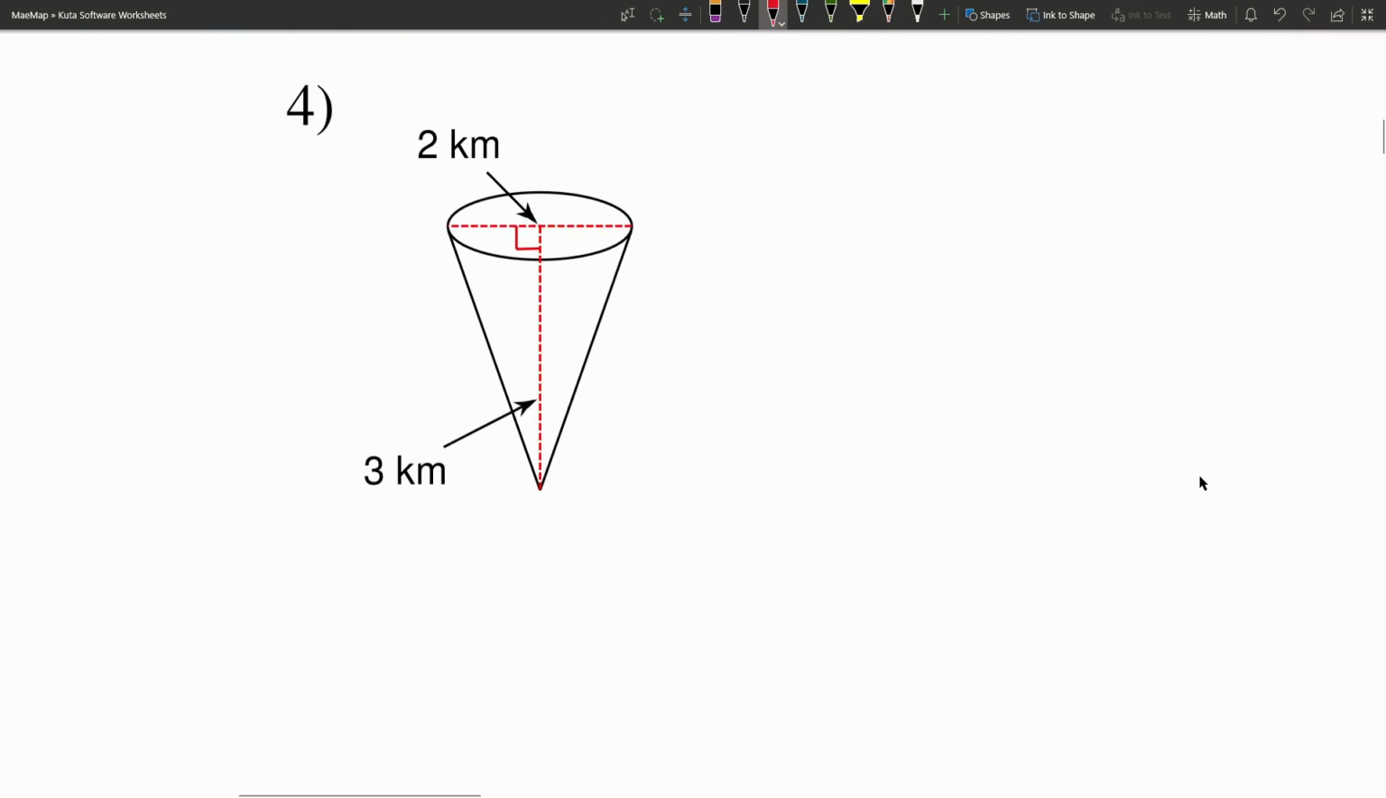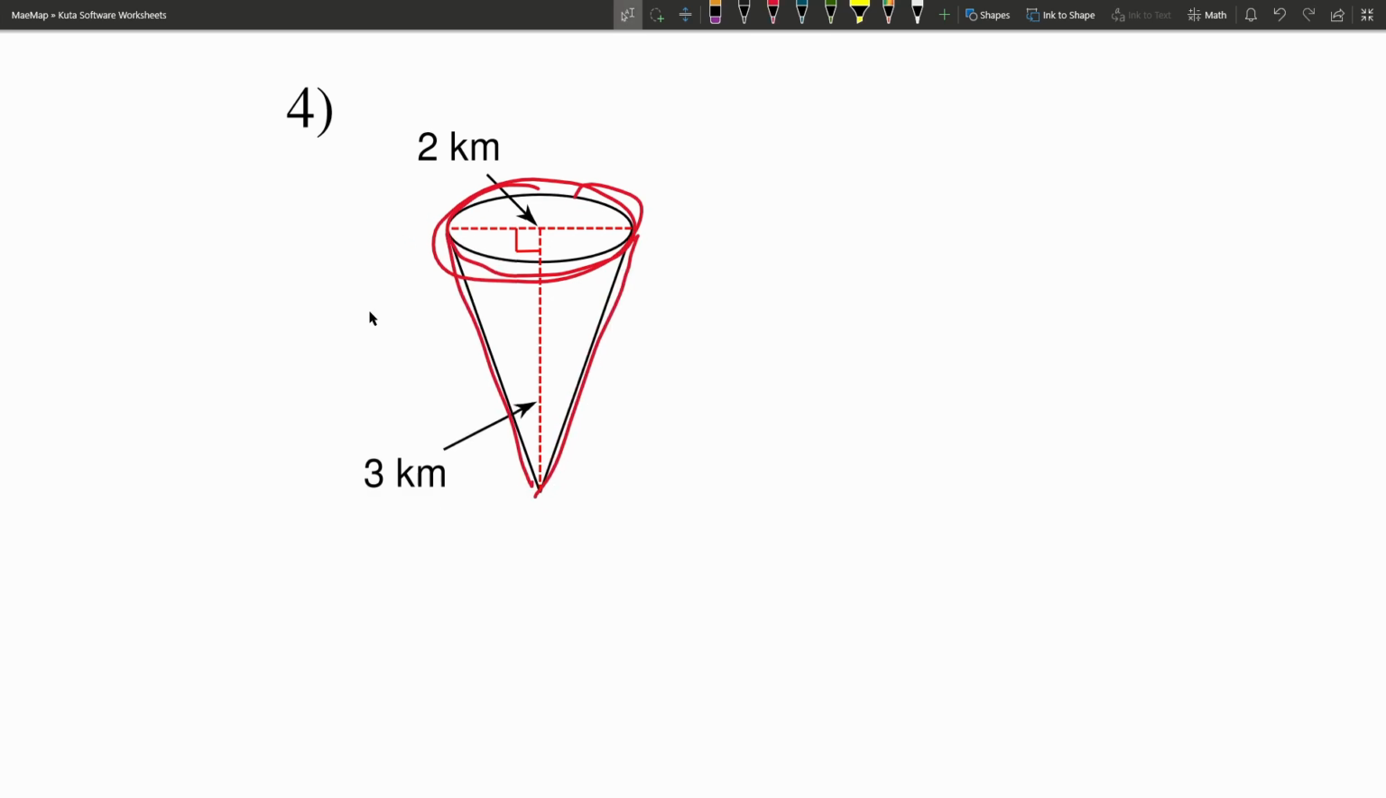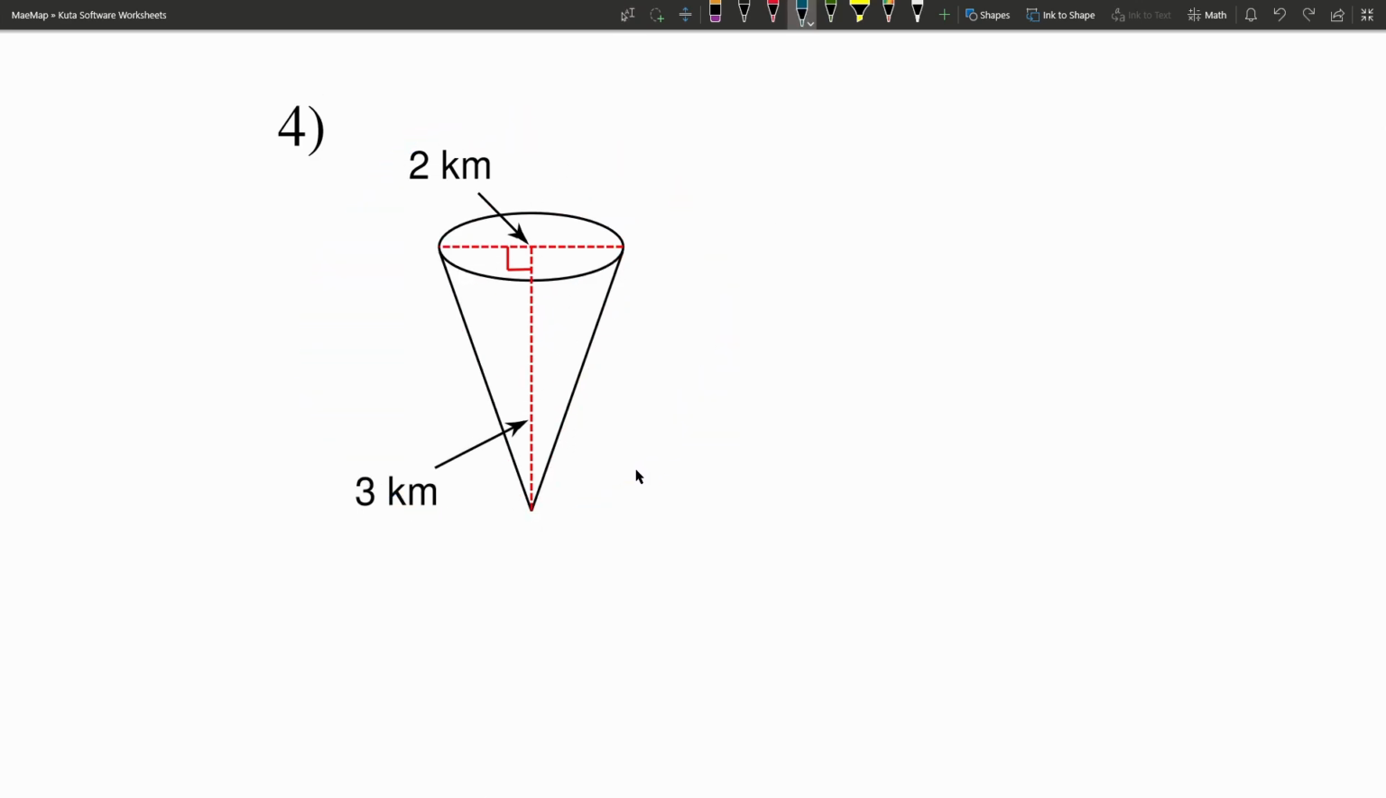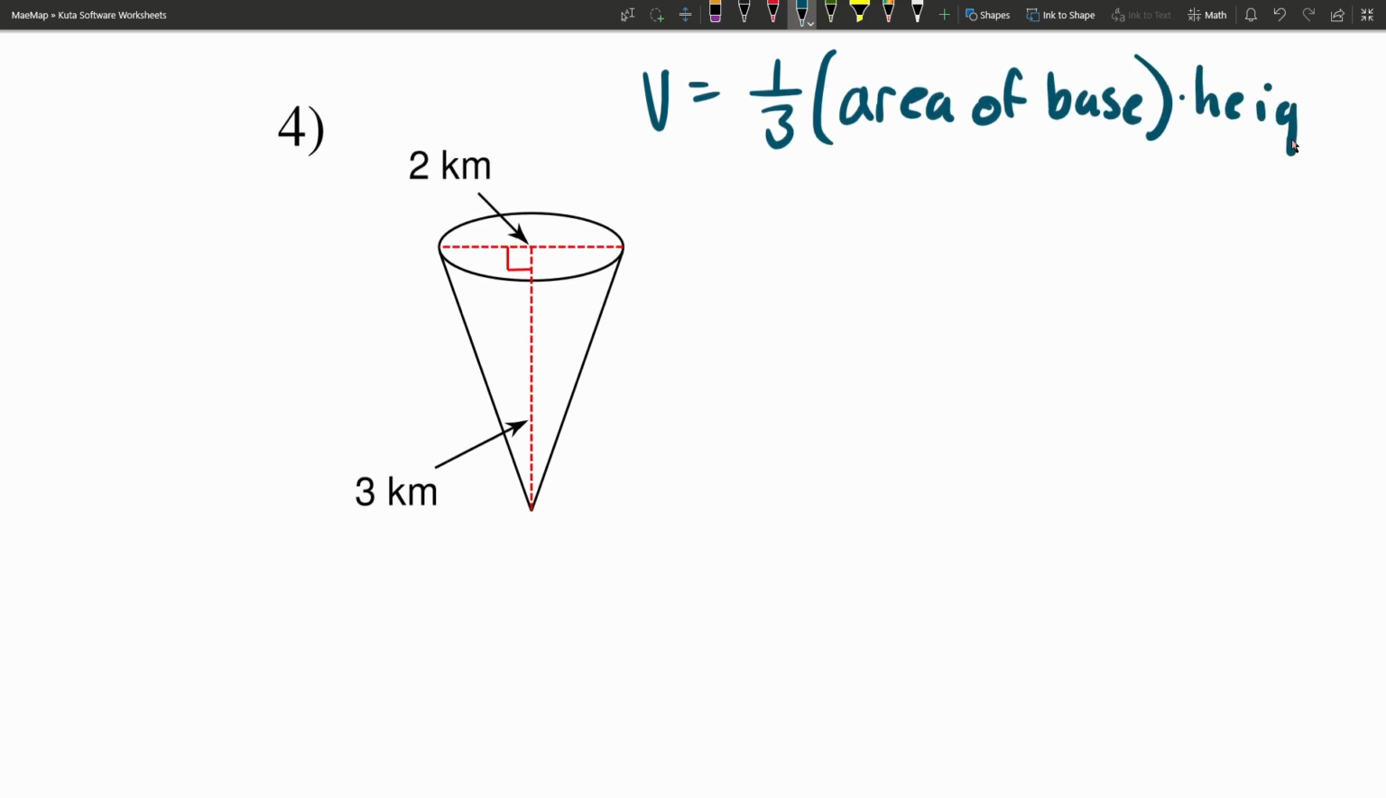In number 4, we have a new figure. It looks similar to a pyramid in that we have one single base. However, the only other side wraps around the figure without any edges. So this is a cone. How do we calculate the volume of a cone? It's very similar to a pyramid. It's going to be equal to 1/3 the area of the base times the height of the overall figure. So essentially the same exact formula.